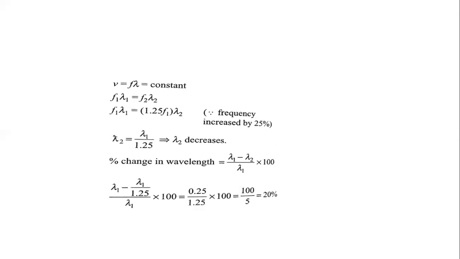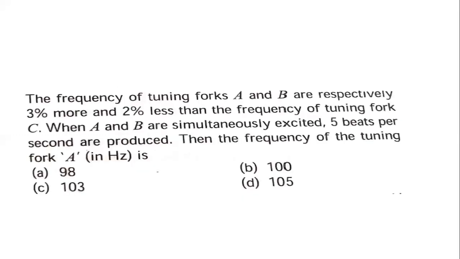So the difference in the wavelength can be calculated here. Lambda 1 minus lambda 2, you have calculated lambda 2 as 1.25 by lambda 1. So lambda 1 just comes out as a common factor in the numerator and gets cancelled with the denominator lambda 1 into 100. Upon simplification, what you get is 20%. That will be our answer. Let's go to the next question.